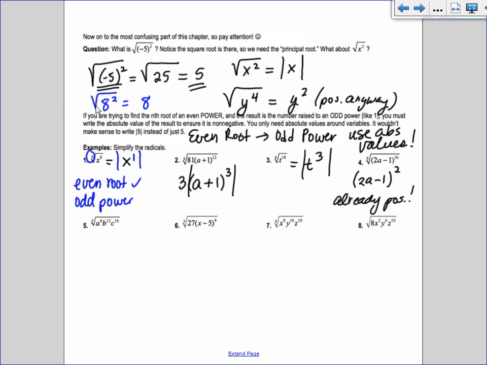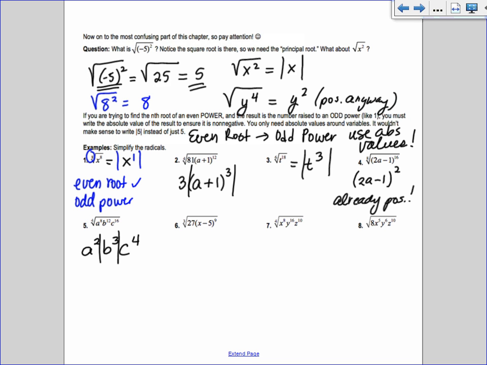All right, so this next one, 4th root of a to the 8th, a squared. 4th root of b to the 12th, b cubed. 4th root of c to the 16th, c to the 4th. You had an even root at the beginning. Did you have anything to an odd power? Yeah, so you put absolute values around the b cubed. Just the b cubed.